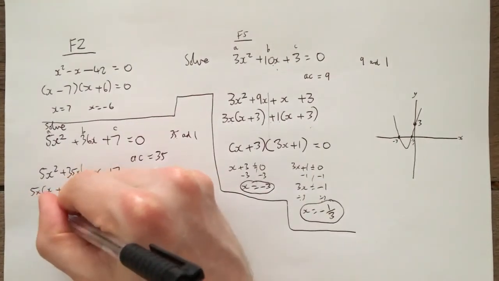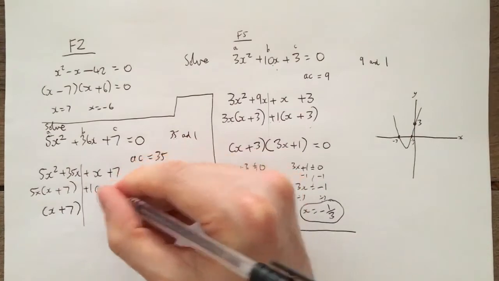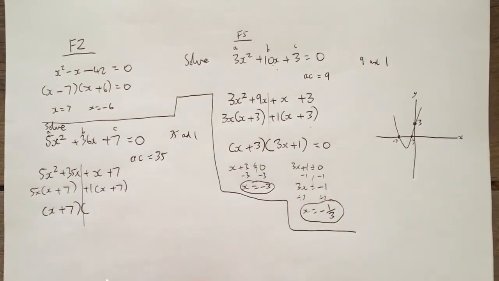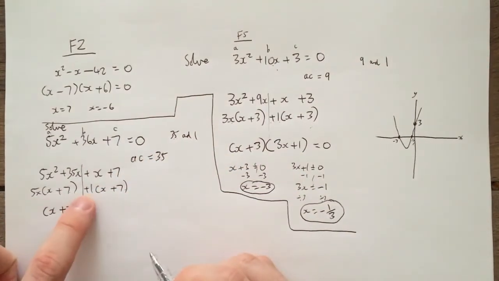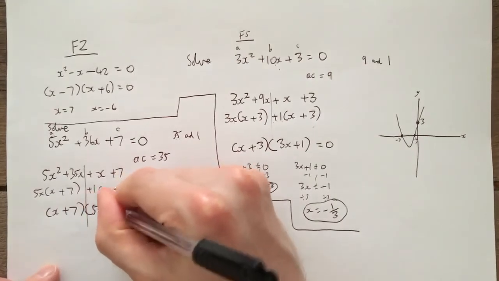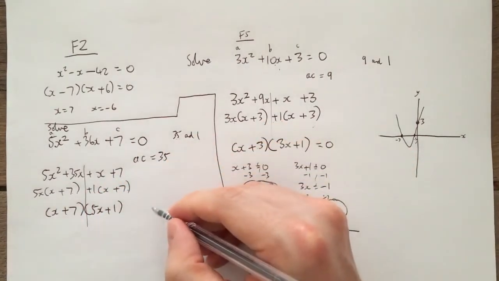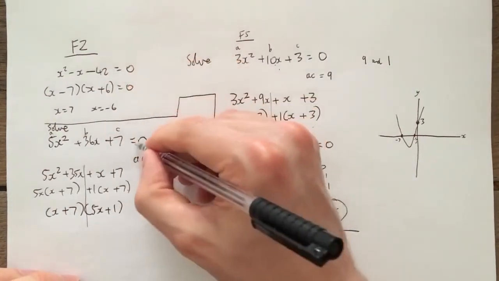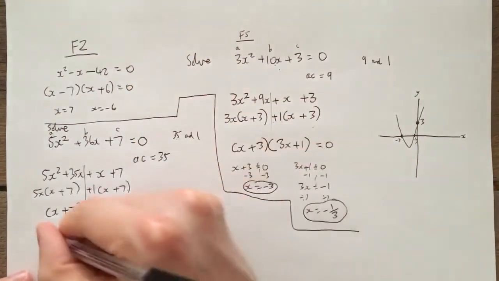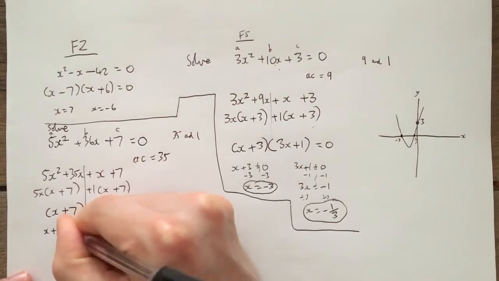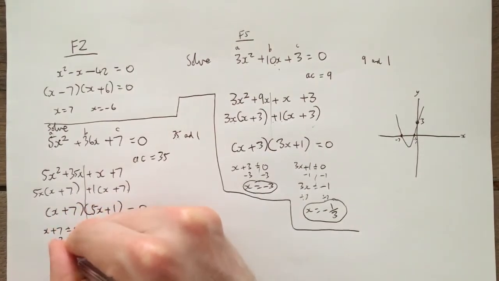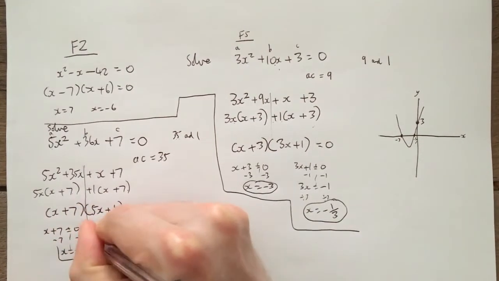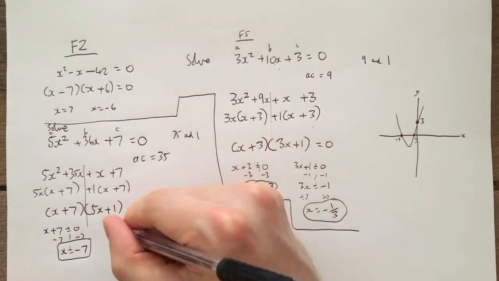So one of our answers will be x plus 7 for sure. The other answer is going to be what's on the outside of those brackets: 5x and then add 1. 5x add 1. That would be it if the question said factorize. It doesn't, it says solve. So therefore I'm going to equal it to 0. x plus 7 equals 0. Minus 7, x equals negative 7. That's one of our answers.